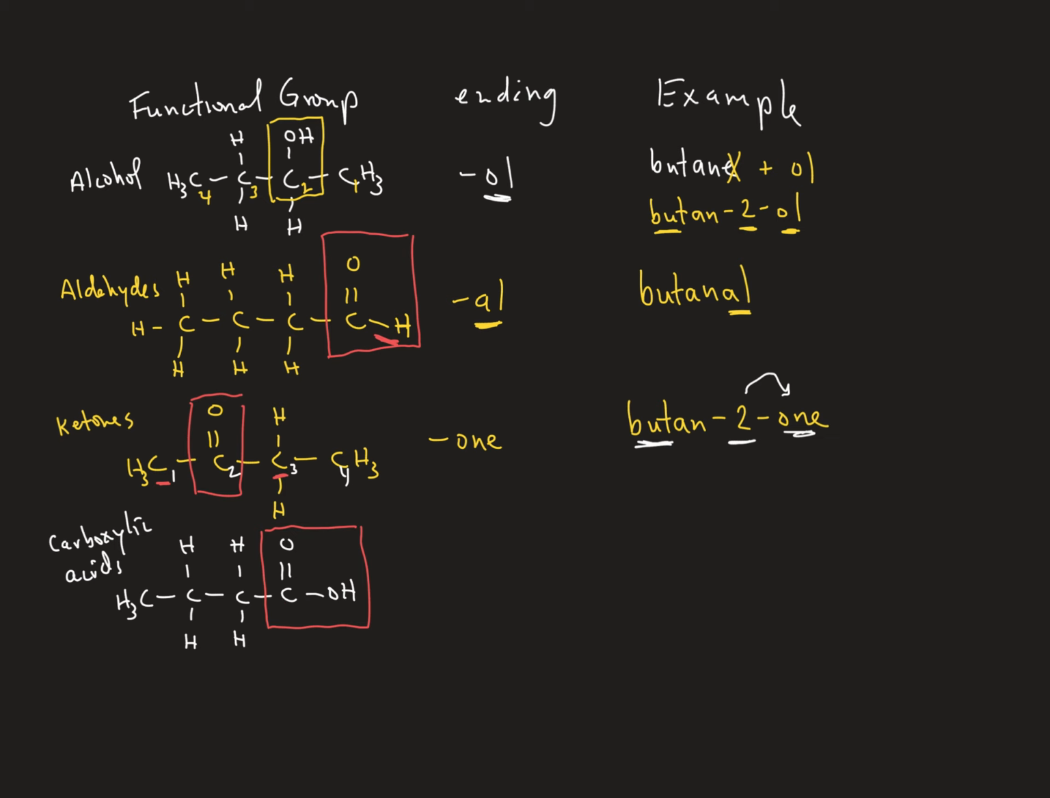These aren't super complicated to name. We would just add -oic acid. So this is a 4-carbon chain. So 4 carbons would be butanoic acid.